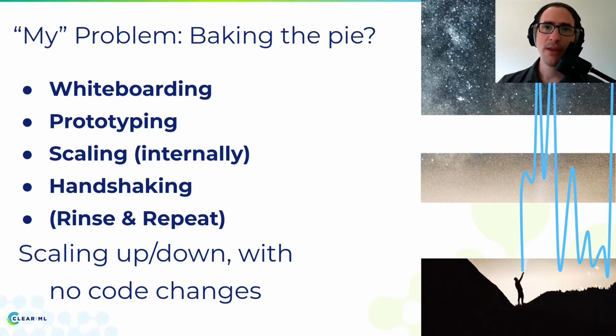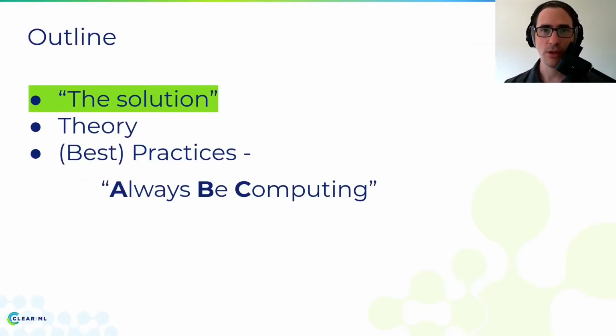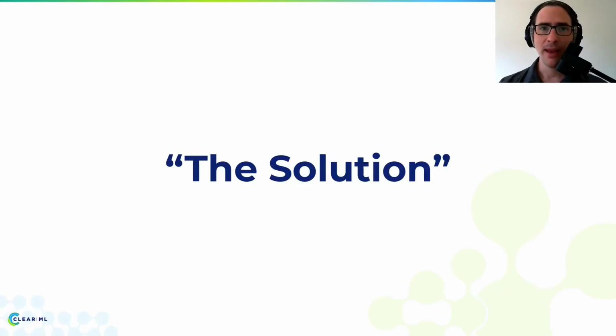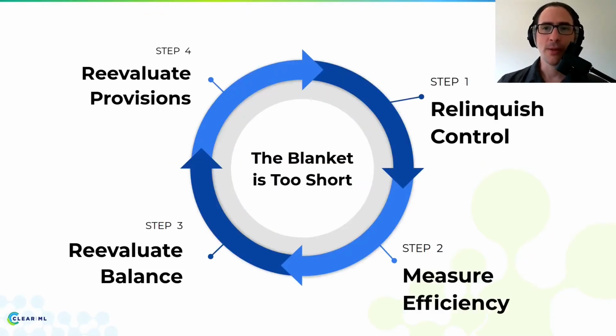Now, I will speak very broadly about the suggestion. Then I will give a hand-wavy theory, some best practices that implement this theory, and an actual example using them. The solution is: the blanket is too short. Okay? There is no magic solution. It's a way to deal with the situation.